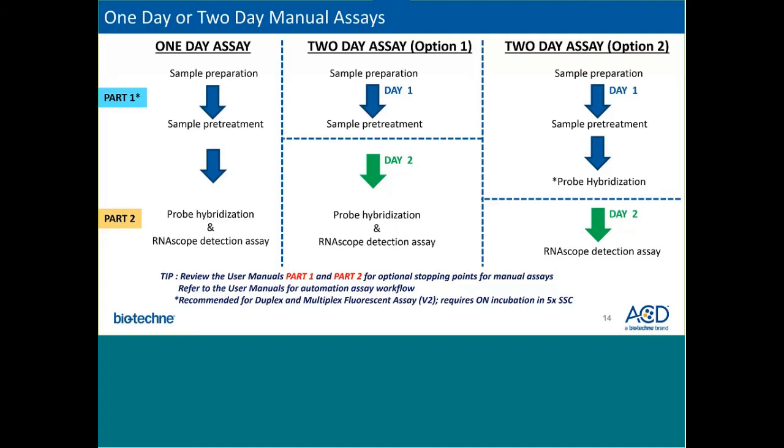The second option for splitting into a 2-day assay would be to complete sample preparation, pretreatment, and probe hybridization on the first day, and then incubate your slides overnight in a 5x SSC, or saline sodium citrate, solution. The following day, you would remove your slides from the 5x SSC and wash with the RNAscope wash buffer, then follow with the amplification reagents. This is highly recommended to do with the Duplex and Multiplex Fluorescent V2 assays, as these are much longer assays with many more amplification steps.